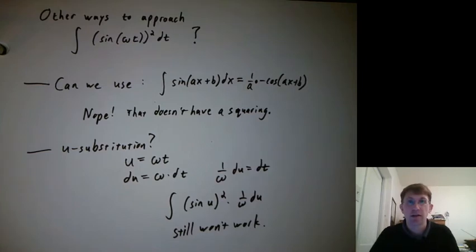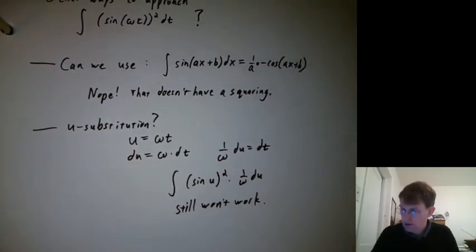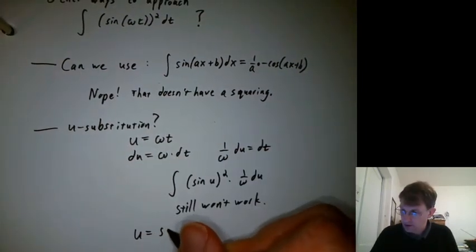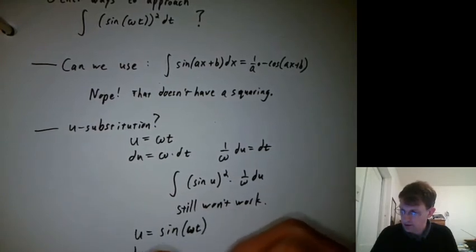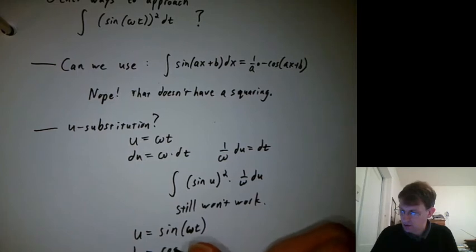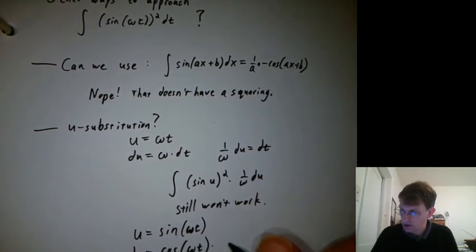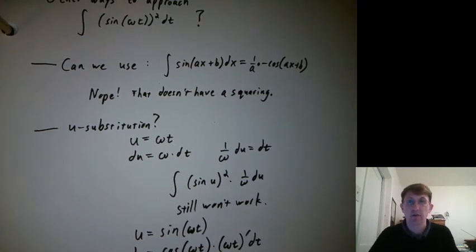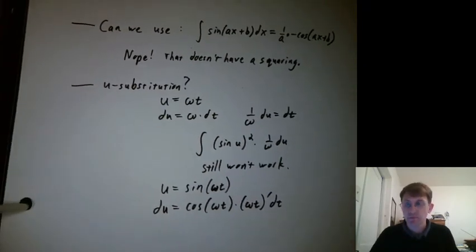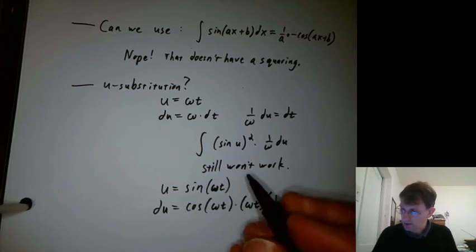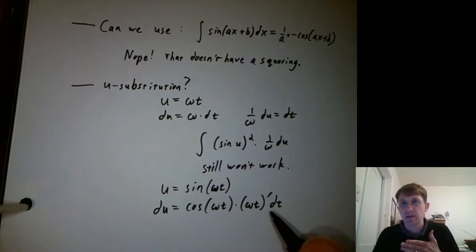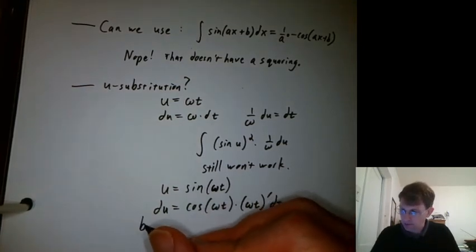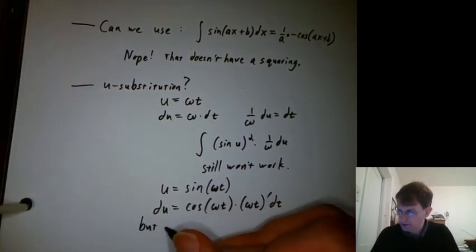Anything else we can try? Anything else that's kind of an inside function? Well, we could try u equals sine omega t, then du equals cosine omega t times omega dt because of the chain rule. And then we don't have a cosine in the integrand to combine with the dt to give us du. So it just ends up not working.